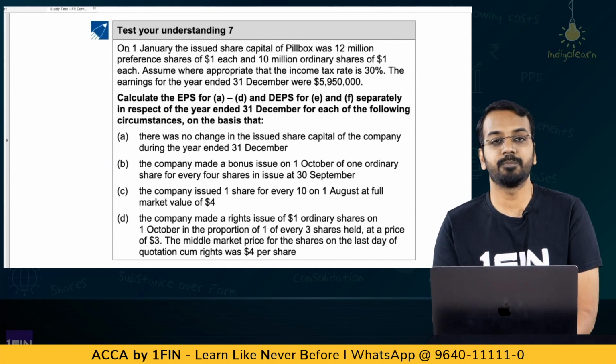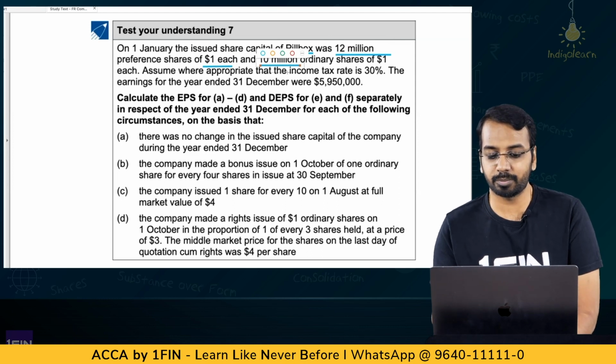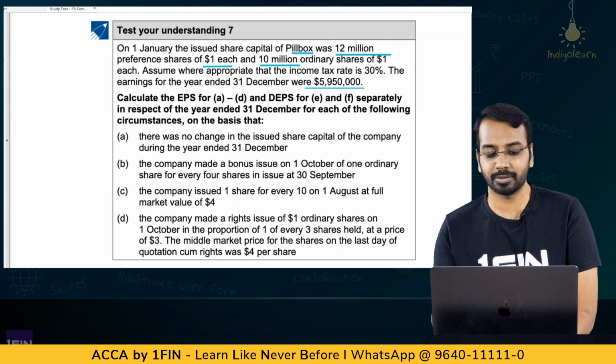So let's have a look at this question. On 1st of January, the issued capital of Pillbox was 12 million preference shares of $1 each and 10 million ordinary shares of $1 each. Assume that the income tax rate is 30%. The earnings for the year ended 31st December were 5.95 million.